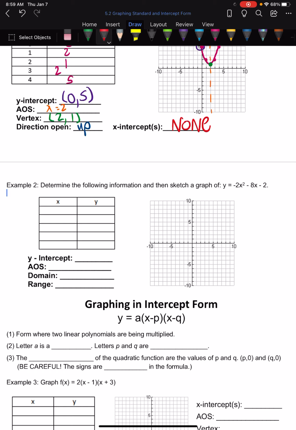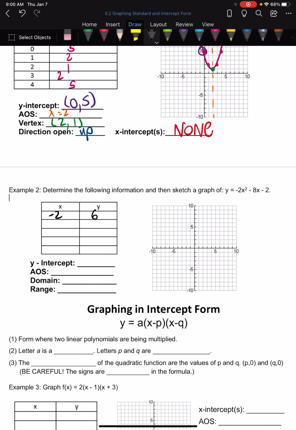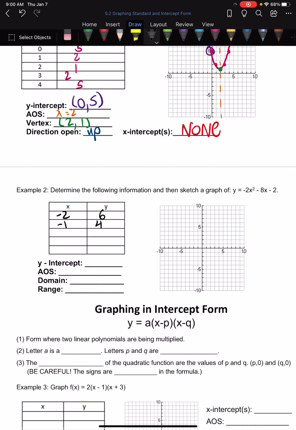And let's change it up a little bit. Let's start where x equals negative 2. Where x equals negative 2, my y value is 6. Where x equals negative 1, my y value is 4. Where x equals 0, my y value is negative 2. And then where x equals 1, my y value is negative 12. Where x is 2, my y value is negative 26. Now this kind of goes off our graph.